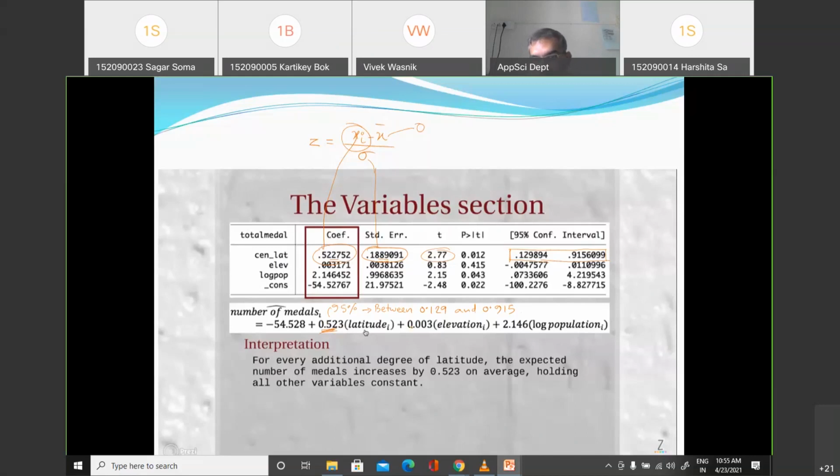Can you interpret elevation, similar to what we did with latitude? Can anybody speak out? How do we interpret elevation from this table? What values of elevation can we expect, and in what range are we 95% sure it will be found? Yes.